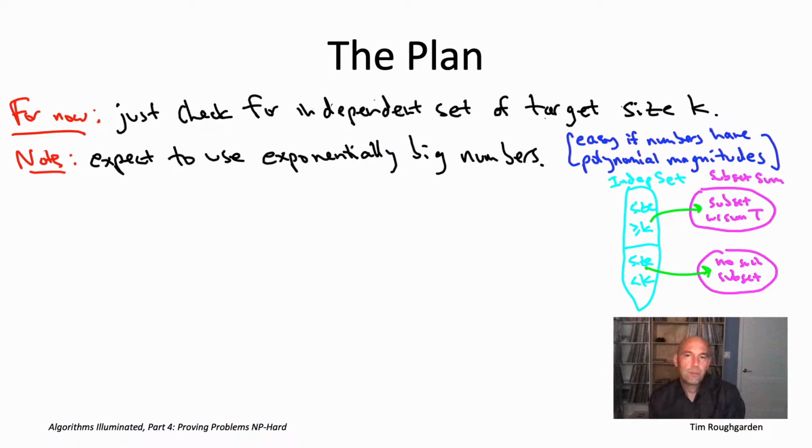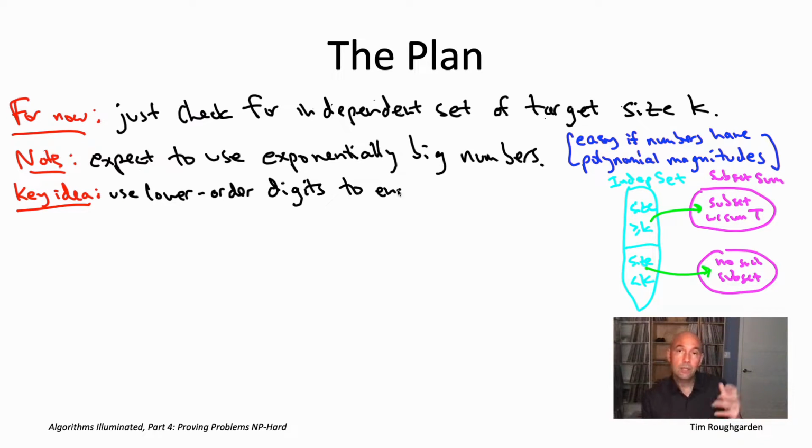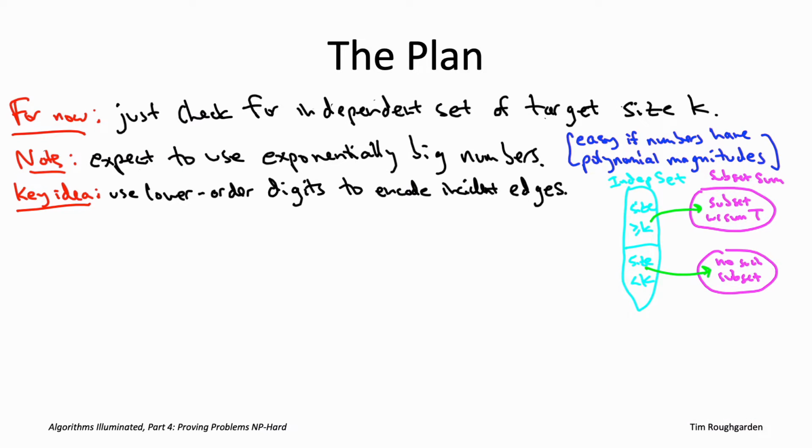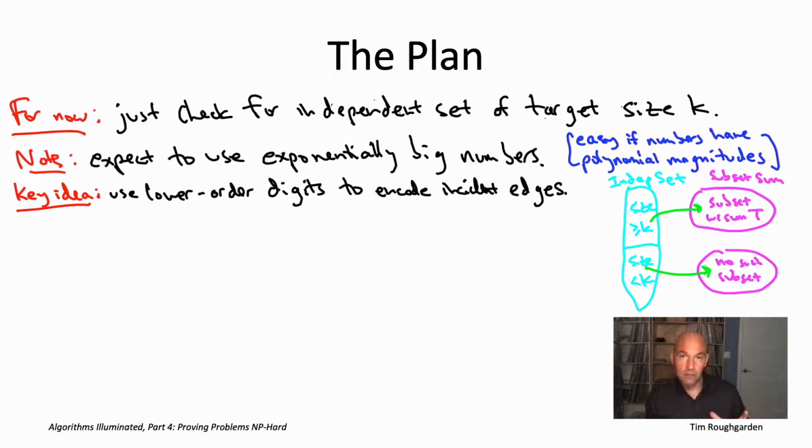In our initial attempt at the reduction, we're just going to use one number in a subset sum instance to encode each of the vertices of the graph. And the key idea is to use the lower order digits of the numbers that we construct to encode which edges are incident to the vertex. So to see how this might work, let's look at a simple example.